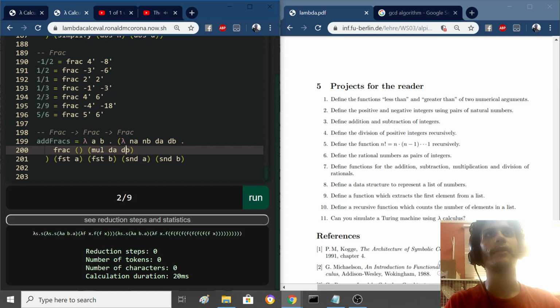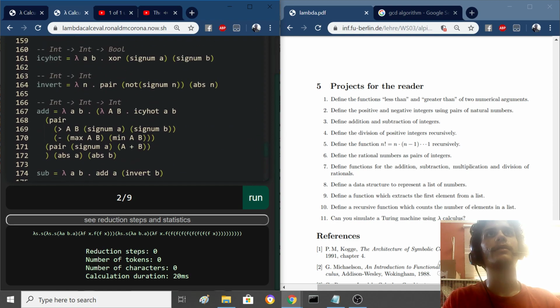dA and dB, denominator A and denominator B, and once we've multiplied the denominators, all that's left is to add the two numerators, which are going to be the numerator A multiplied with the denominator B, added to the product of numerator B and denominator A. And I feel like that's enough to add fractions.